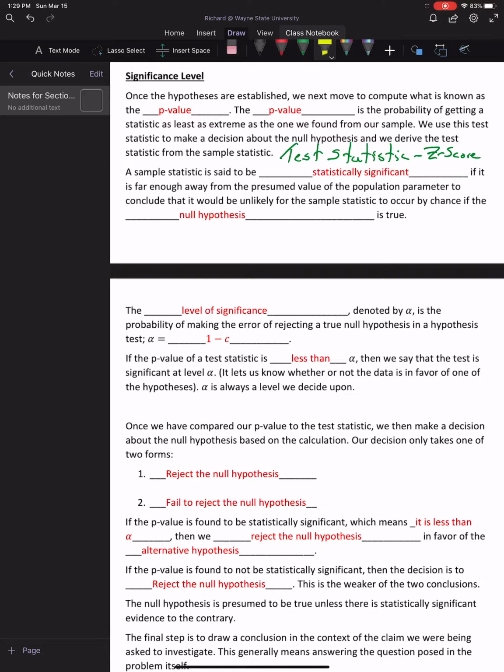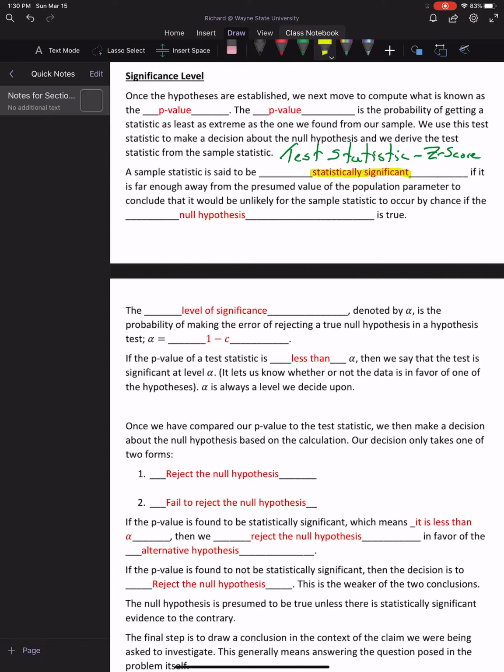A sample statistic is said to be statistically significant. That's an important phrase that we'll hear quite a bit. If it's far enough away from the presumed value of the parameter to conclude that it would be unlikely for the sample statistic to occur by chance if the null hypothesis is true. So what this is saying is that if our probability is small enough, we say that this test is statistically significant, which then means that this particular sample statistic that we have is indeed far enough away from the parameter. So it's an extreme.